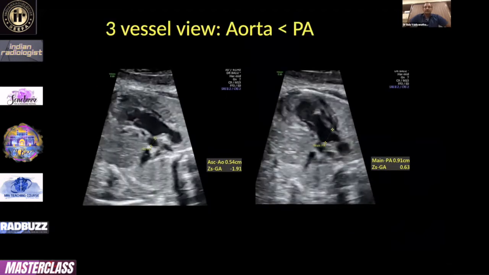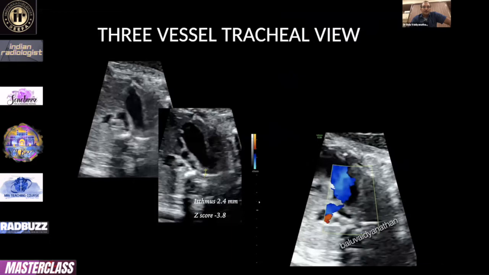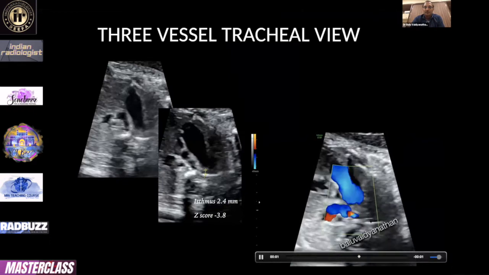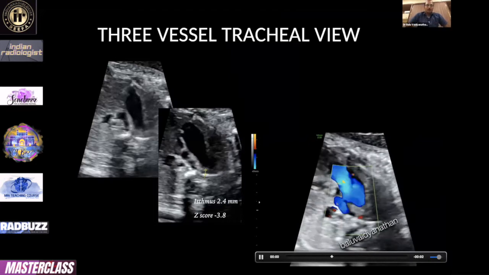And in the three vessel view, you can see a normal size pulmonary artery and a relatively smallish aorta. And in the three vessel tracheal view, you can see that the isthmus was minus 3.8. In the 3VT view, you can very clearly see a reverse flow into the aorta. So this looks very ominous, doesn't it? It looks like coarctation of the aorta written all over the place.